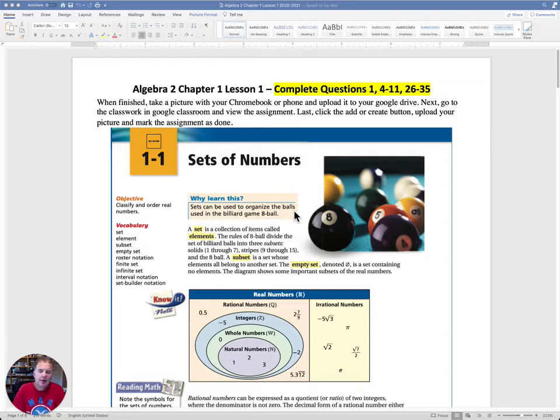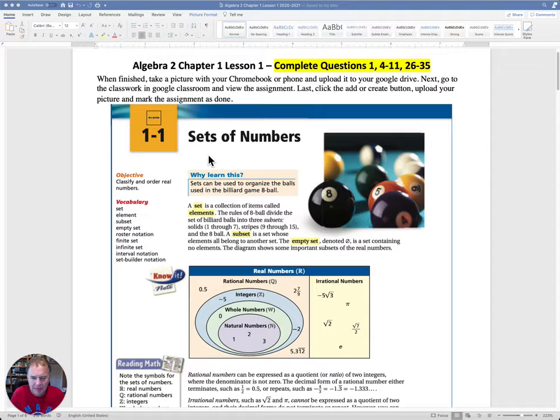Hey, here we are, our first lesson, sets of numbers. I want to warn you that this first section is a little bit weird, but don't get too caught up in it. The important stuff is you'll see a lot of it and it'll make complete sense at some point here.